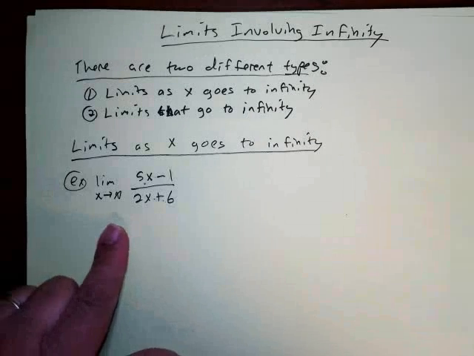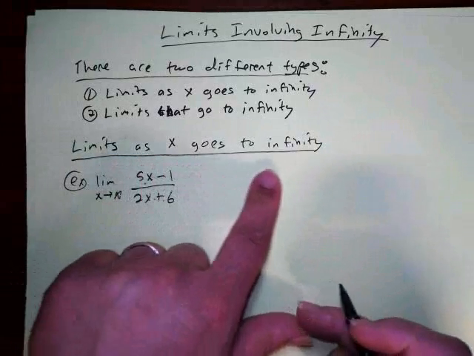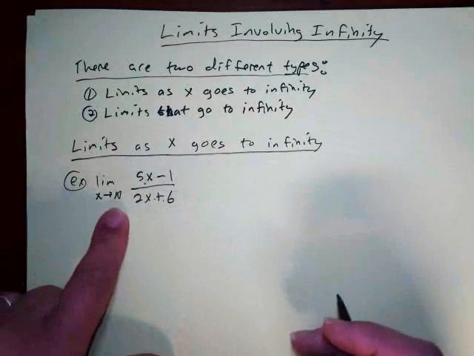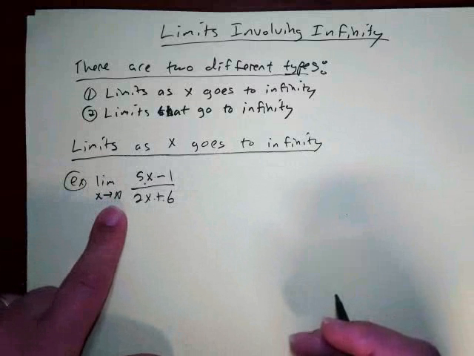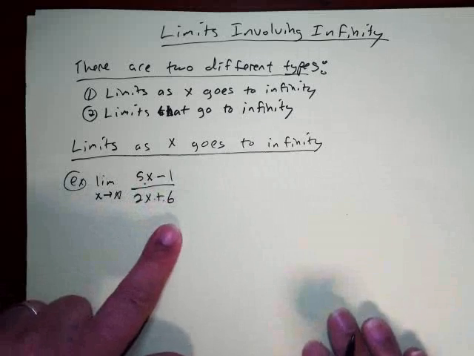So let me start with this. We want the limit as x goes to infinity. So this is a limit as x goes to infinity, so we have an infinity here. The limit as x goes to infinity of (5x minus 1) over (2x plus 6).